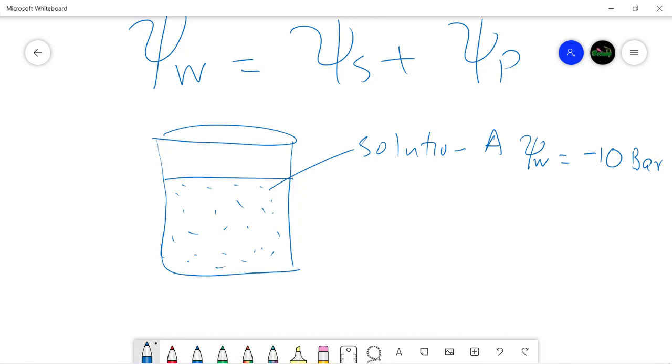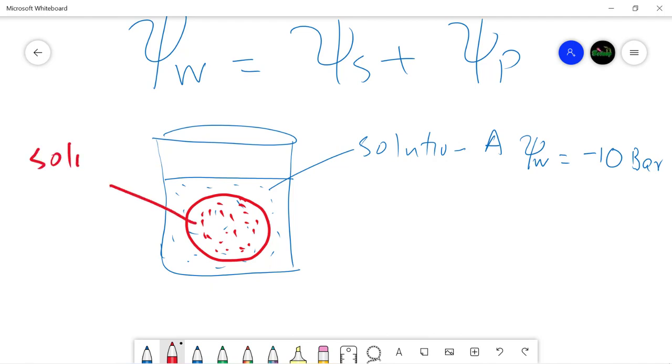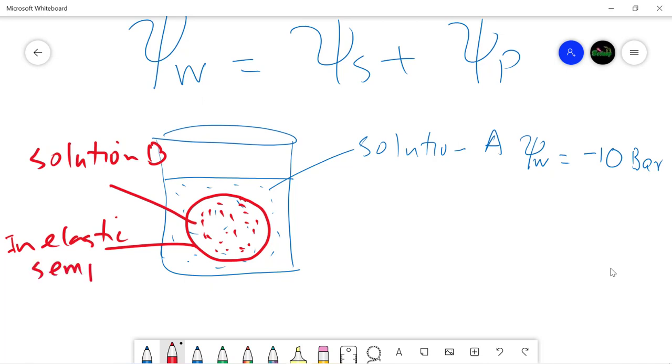Then we are going to place another solution inside this beaker, and this solution is contained in a container which has an inelastic semi-permeable membrane. So this one is solution B, inelastic and semi-permeable. This solution B has a water potential of minus 30 bar.